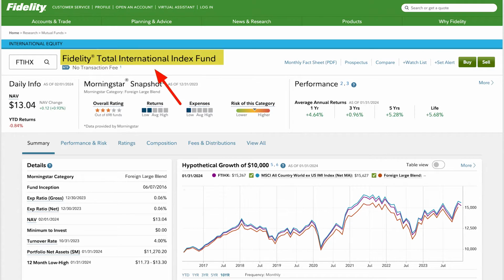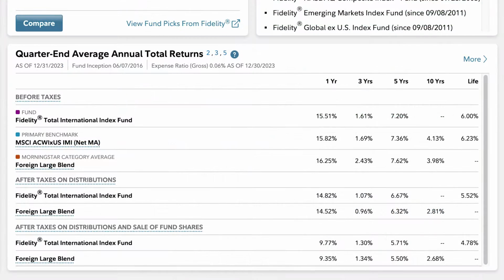Fidelity has an international index fund, FTIHX. When I began tracking the daily return, I would see large deviations from the underlying MSCI ACWI ex US IMI index day over day, even though over the long run, the returns for the fund mimicked the returns of its benchmark. So here's what was happening.